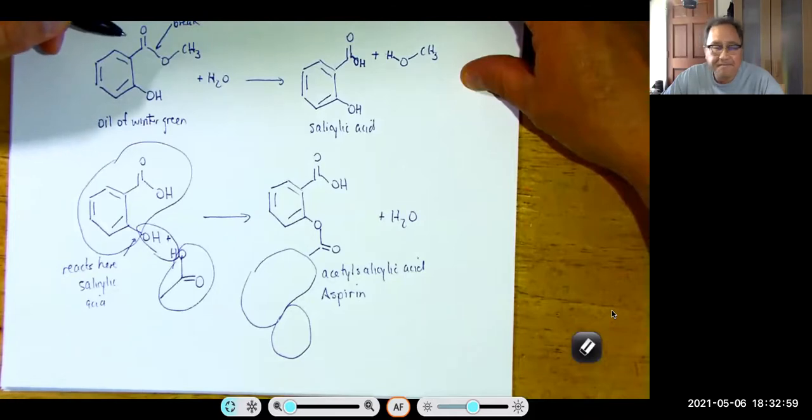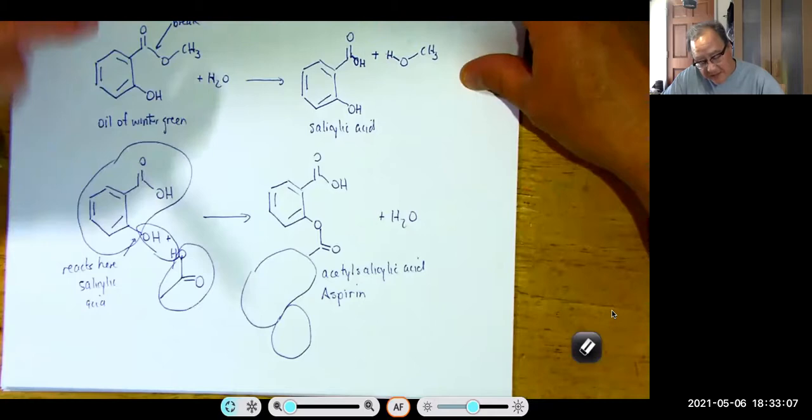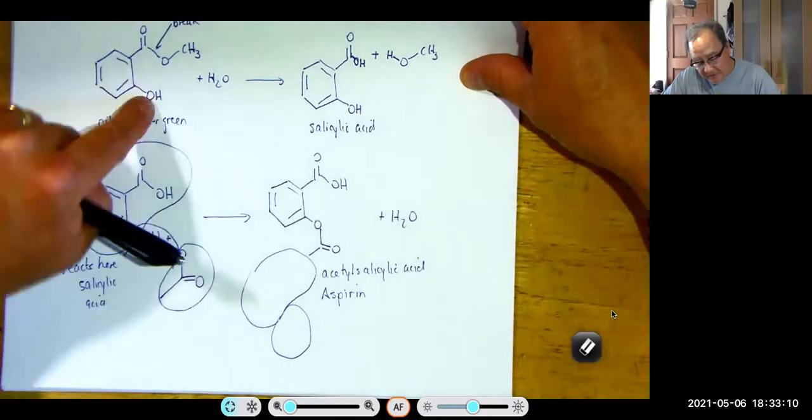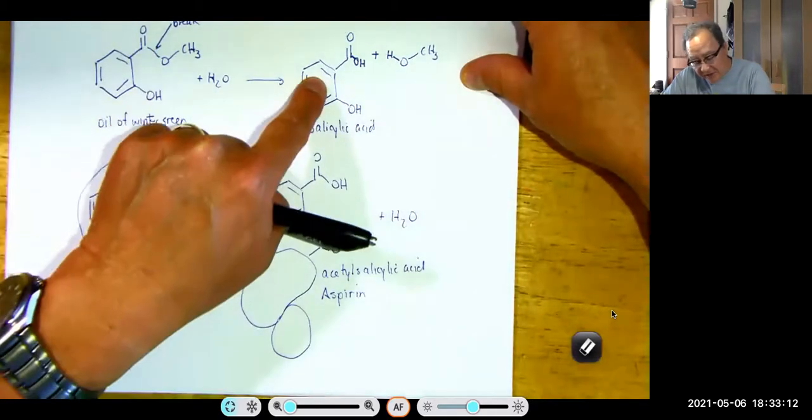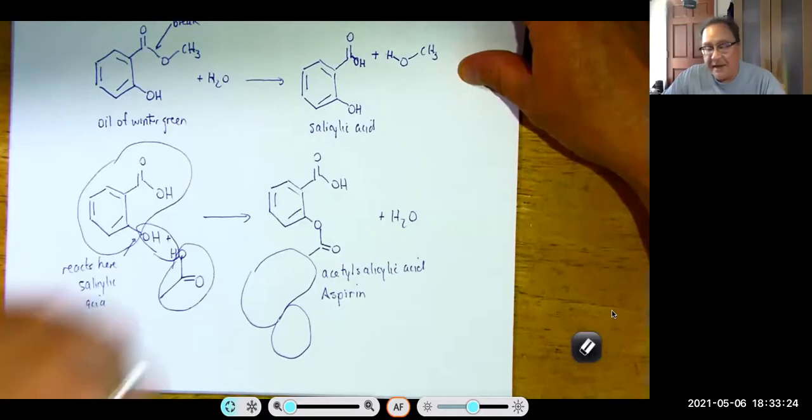So the functional groups in here, would there be an aromatic since there's the ring or no? Yes, absolutely. There's an aromatic, an ester, and an alcohol. And here there's an aromatic, a carboxylic acid, an alcohol, and another alcohol here. And it makes sense in the oil of wintergreen, but I guess the salicylic acid, you don't think that would smell?